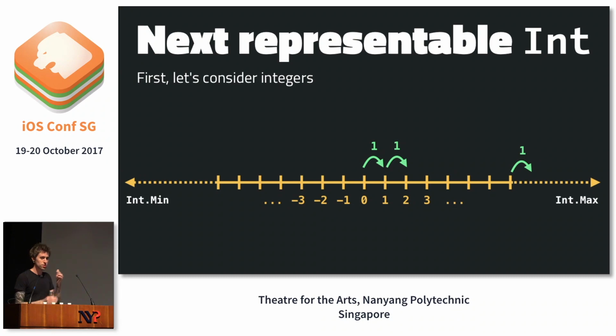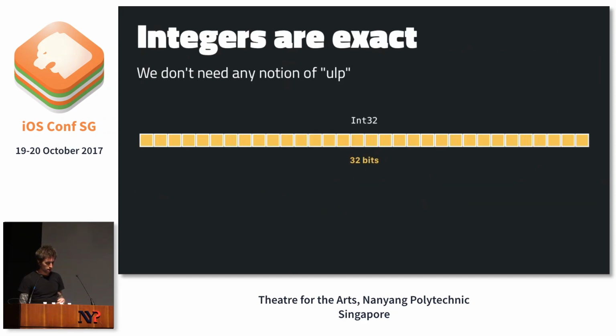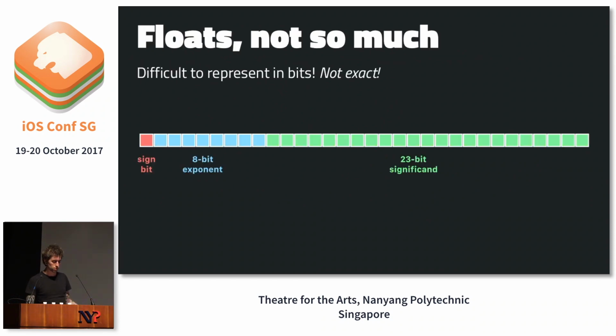So to understand this, let's consider the integers first. So we have this number line. We're bounded by Int.min and Int.max. We can't go past those. But every single number is uniformly distributed. We know that to get from 0 to 1, we just add 1. From 1 to 2, we add 1, and so on. Every number, the next representable number is always 1 away. Integers are exact. So we don't need any notion of ULP for integers. This is why it doesn't exist for integers.